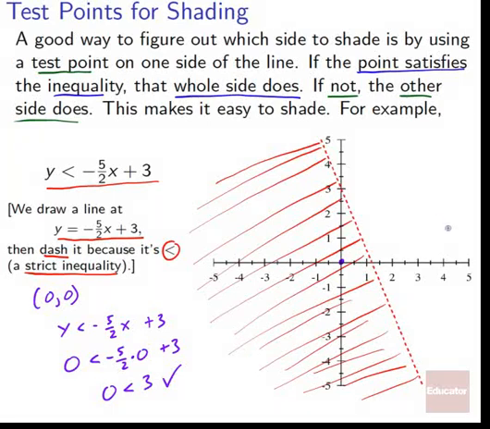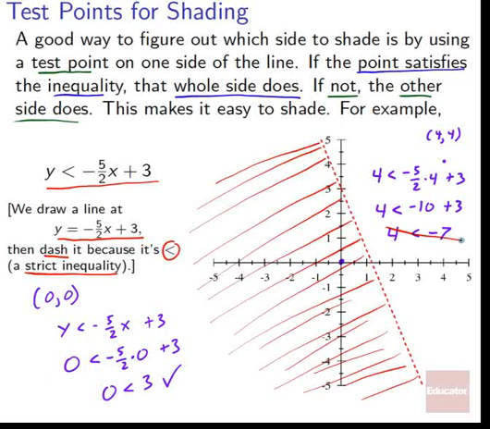Alternatively, we could have tested a different point, like let's say (4, 4). Maybe we had wanted to test (4, 4). Well, if we tested that, 4 for our y, less than negative 5 halves times 4, plus 3. So 4 is less than negative 5 halves times 4. So that gets us negative 10 plus 3. So is 4 less than negative 7? No, that fails to be true. So this side cannot be the side that gets shaded in. That side is not going to wind up being true.